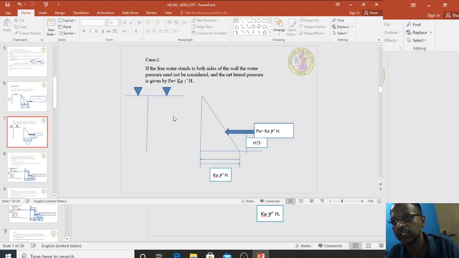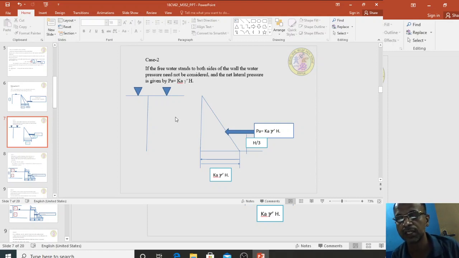Next, coming to case 2, if the free water stands on both sides of a wall, it needs to be considered. Suppose I am making a coffer dam construction. A coffer dam means a submerged dam. So on both sides of the coffer dam we have water pressure. If that is the case, the pressure acting from left side to right side nullifies the pressure acting from right side to left side.